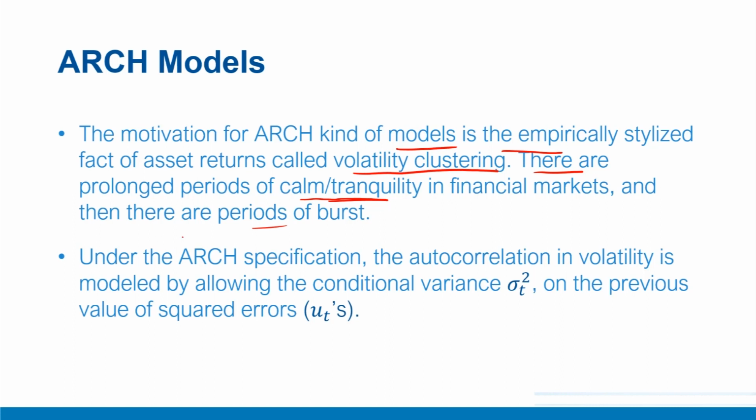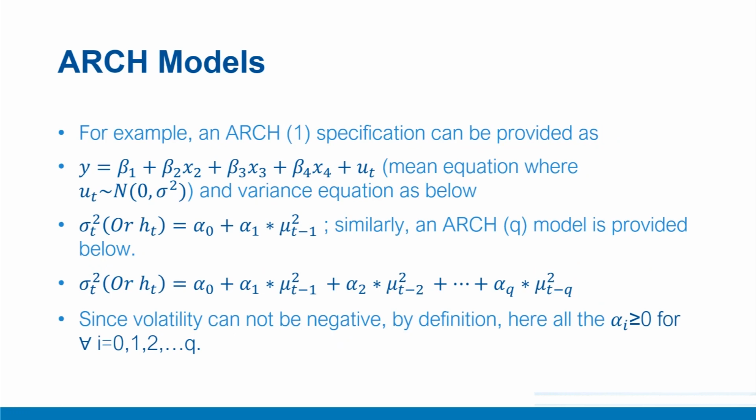Under the autoregressive conditional heteroskedasticity, or ARCH, specification, this autocorrelation in volatility is modeled by allowing the conditional variance, and we have already discussed what a conditional variance is, sigma t square, to depend on the previous values of squared errors or mu t's, what we call innovations or information shocks, that are employed to model the conditional variance, sigma square t. In the ARCH family of models, let's start with what we call the ARCH(1) specification.